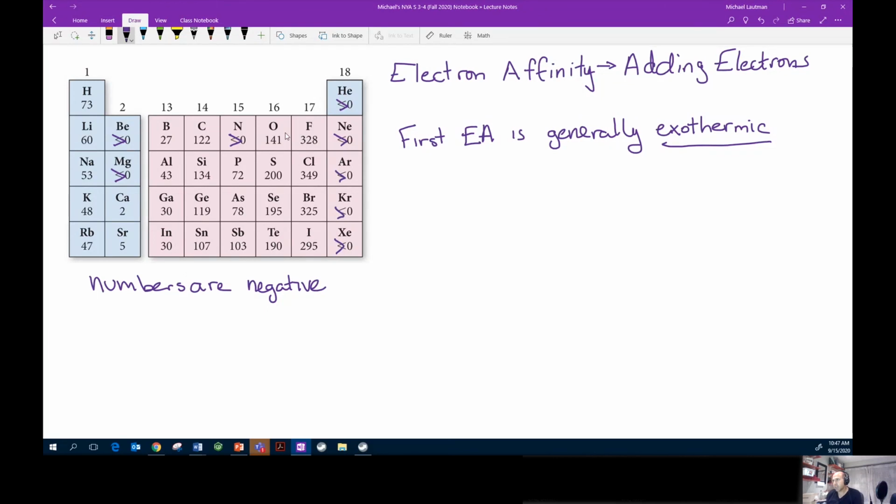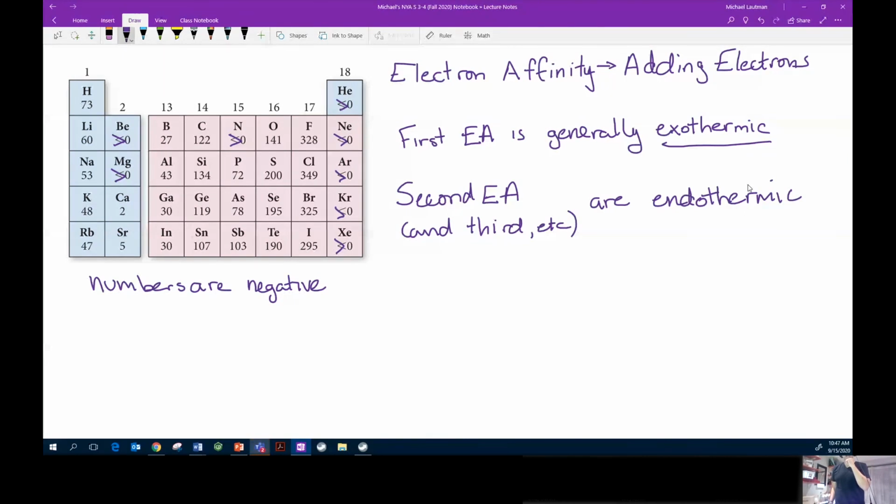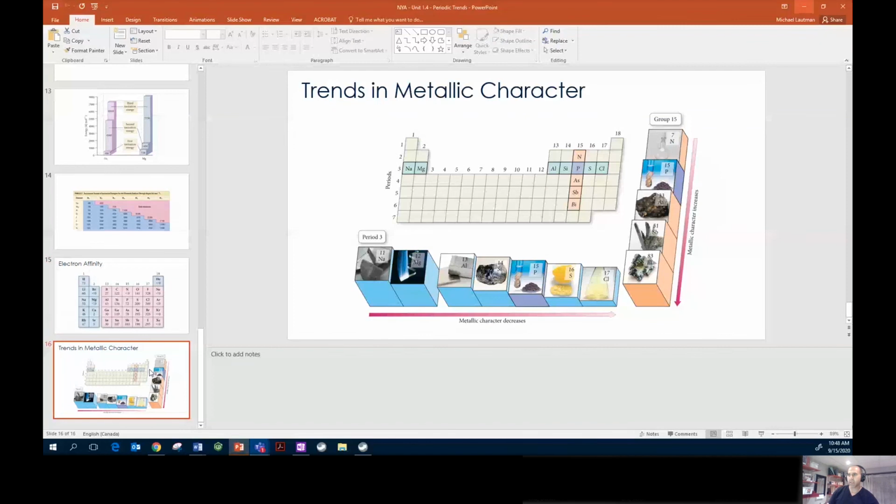The catch is that the second, so subsequent electron affinities, and third, etc., which typically we don't see, are endothermic. So the first electron addition is exothermic, but then subsequent electrons are endothermic.